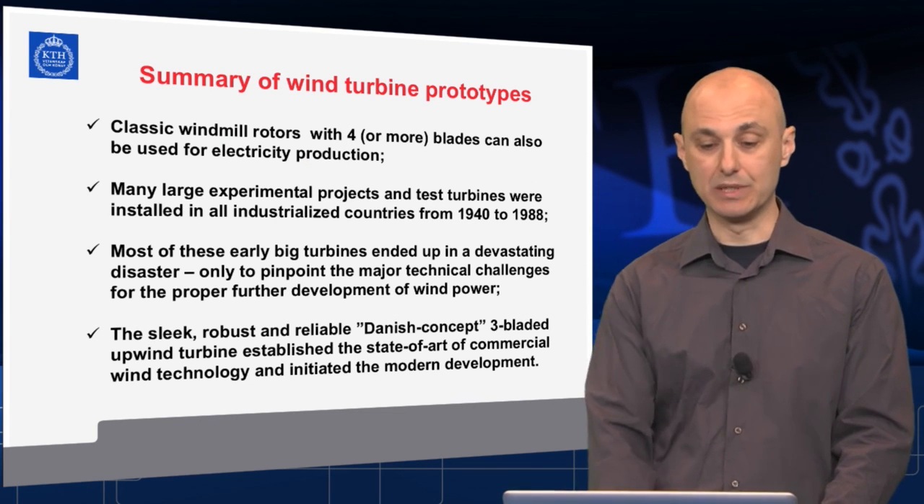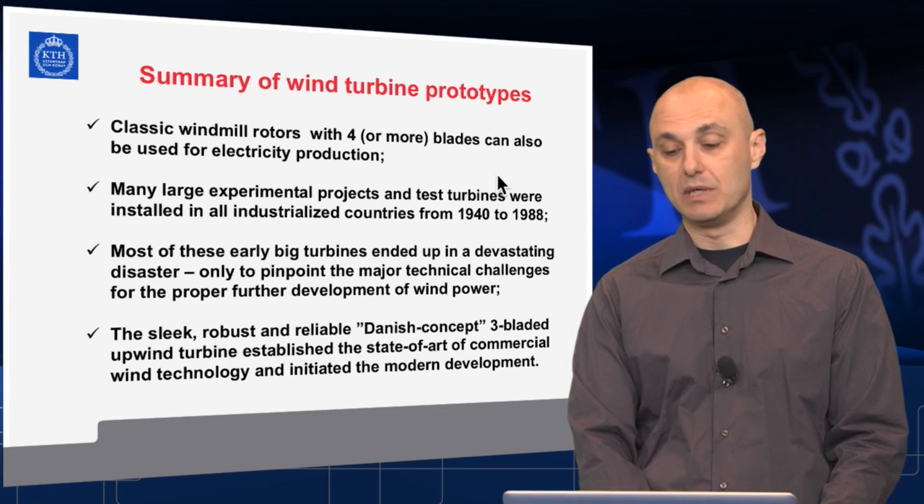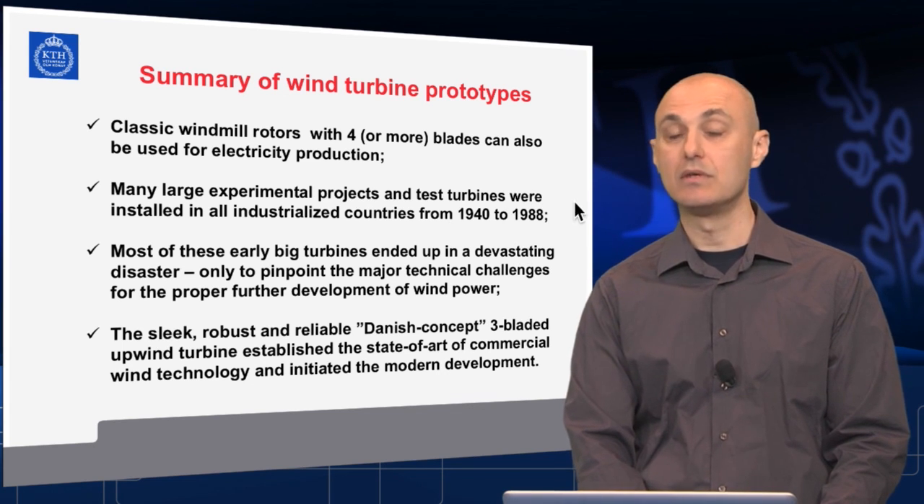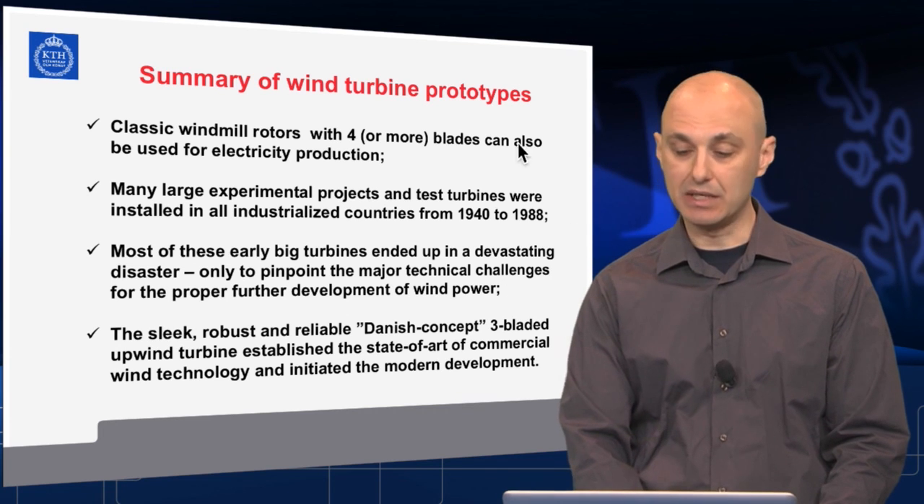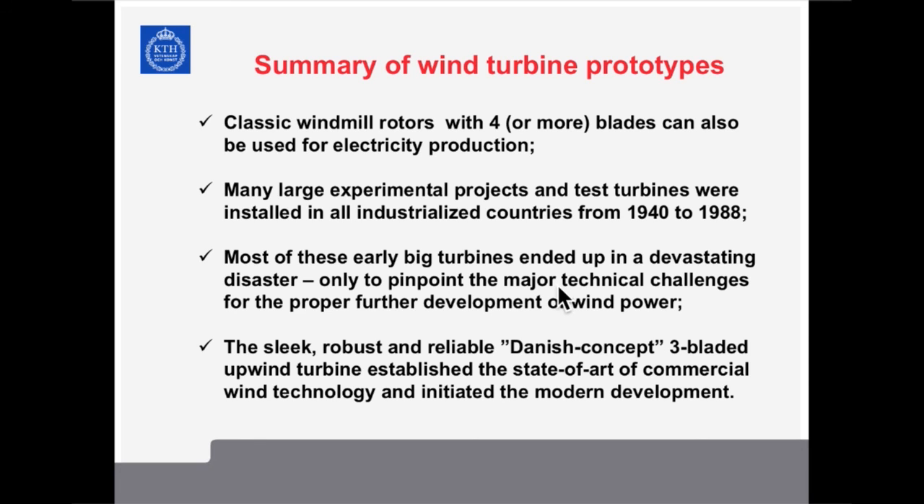Quick summary of what we learned today. Well, first of all, the classic windmill rotor with the 4 blades definitely can also work for electrical generation. Why not? Many large experimental projects and test turbines were installed and developed. Many. Well, between 1940, after the Second World War, and until the very important time of the end of the 80s. Most of these early projects were a complete failure, a total disaster, a devastating failure.